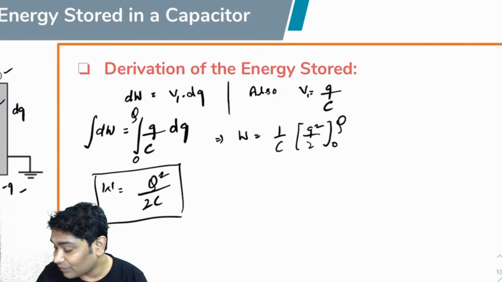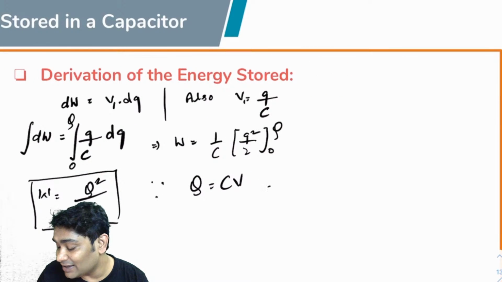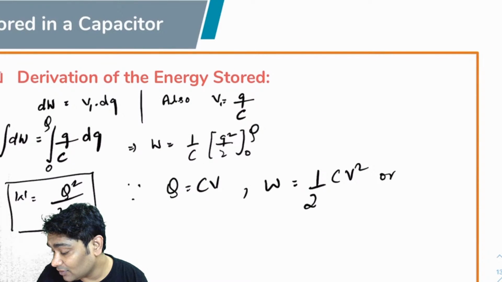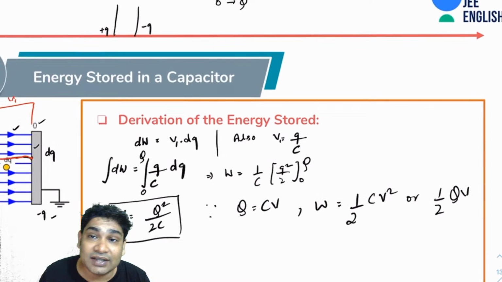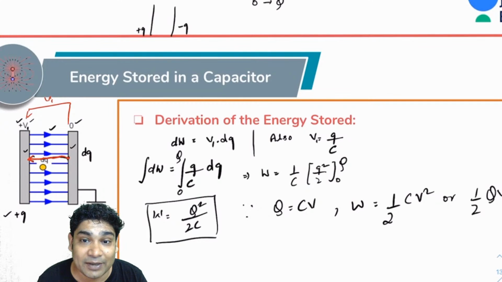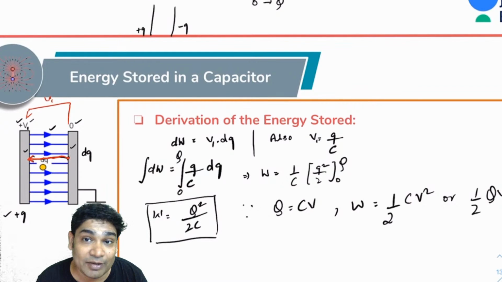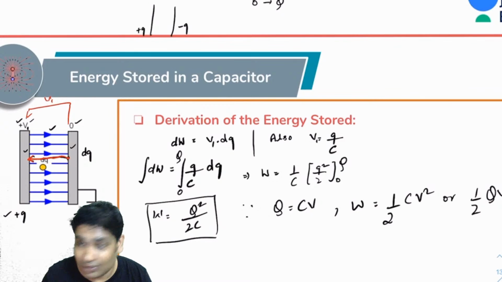Alright, I know that since q equals CV, I can say that W can also be written as half CV square or half QV. Alright, so these are the three expressions that we can use. So you can use any of these depending on what has been given to you. If Q and C have been given to you, then you use the first equation. If C and V have been given to you, then you use the second expression, and so on. Alright.